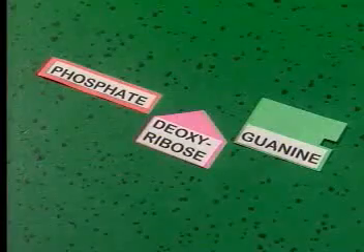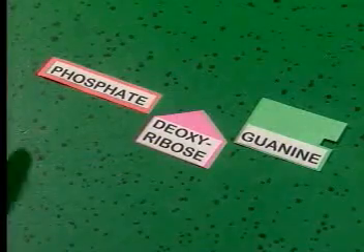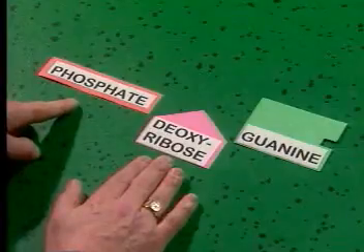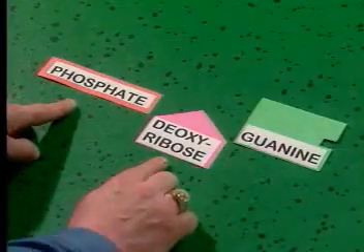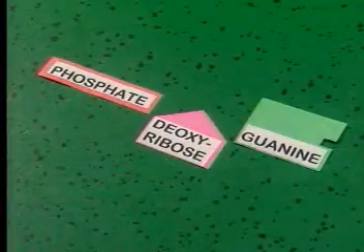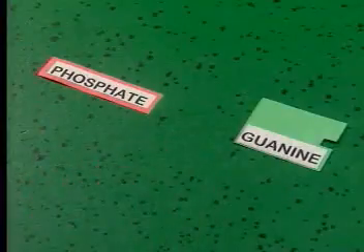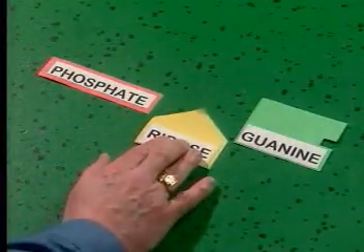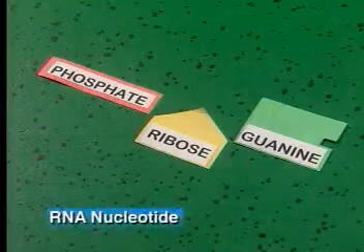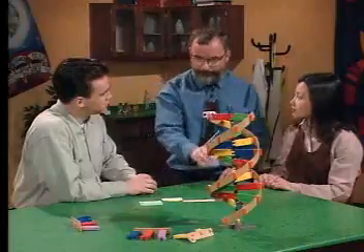Now, here's a model of a nucleotide of DNA with the base guanine. The phosphate is attached to one end of the sugar, and the nitrogen base to the opposite end. Now, look what happens when I replace the deoxyribose with a ribose. Now I have made an RNA nucleotide with the base guanine. I see. Phosphate is the same, and the nitrogen base part, which makes it guanine, is the same in both molecules. Right.